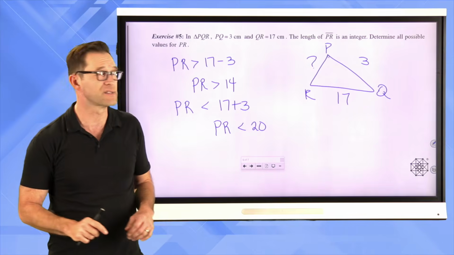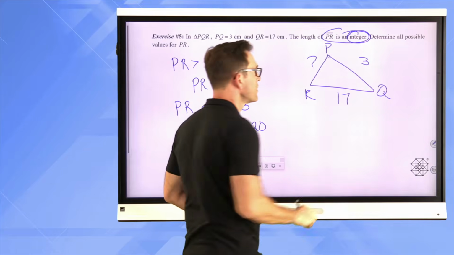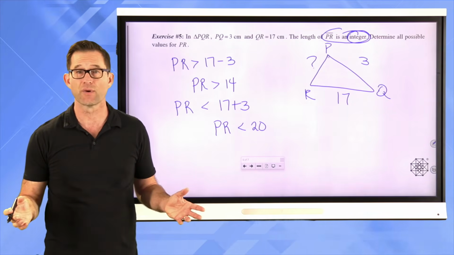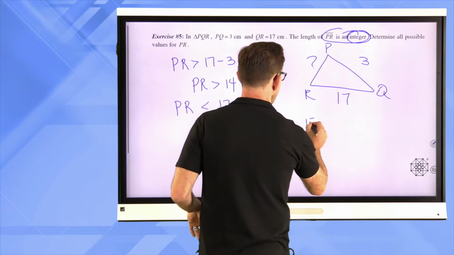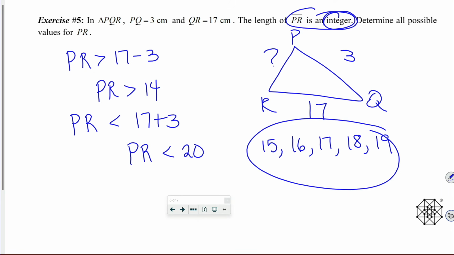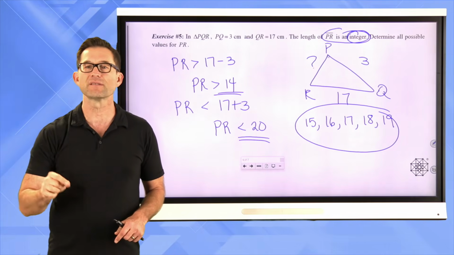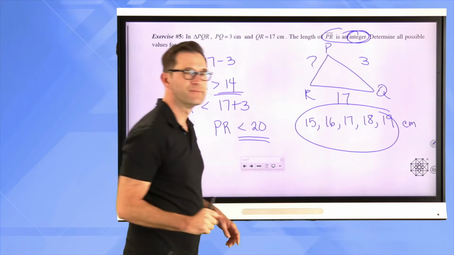We would never be able to list them all. But here it says that the length of PR is an integer, meaning that it's a whole number. Here's where you need to know what the word integer means. Now, what is the first integer larger than 14? Well, 15, then 16, then 17, and I want to keep listing these until I get to the last integer that is less than 20. So the possible lengths of PR are 15, 16, 17, 18, and 19, and these are all centimeters.